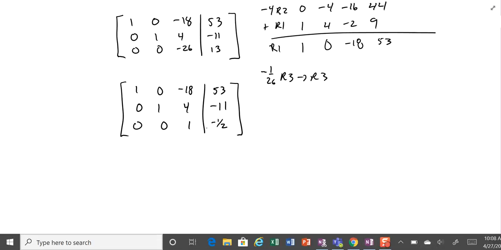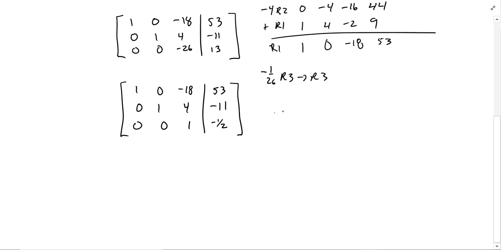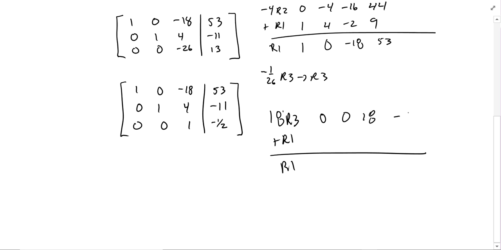So let's just start with the first row. If I take 18 times row 3 and add it to row 1, I'm going to put the result back into the row 1 spot. So 18 times row 3, whoops, that's not going to be a 0. 18 times 1 is 18, and 18 times minus 1/2 is negative 9. And I want to add that to row 1: 0, 1, 0, negative 18, 53.